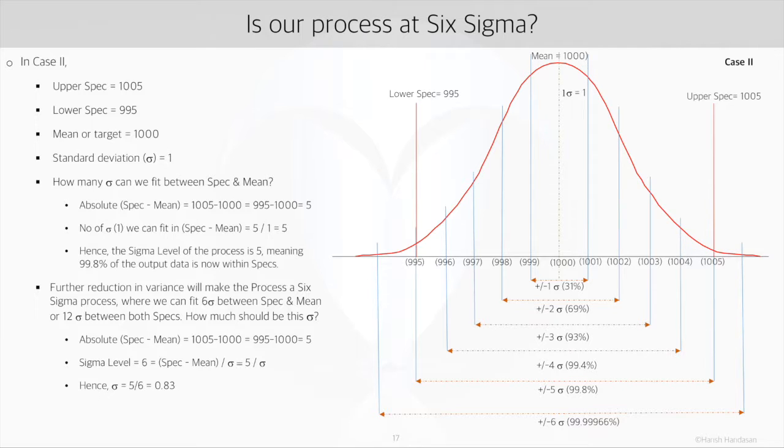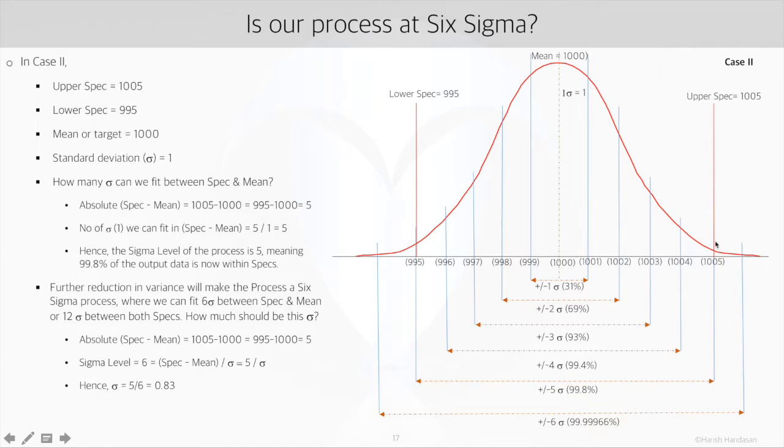Now let's look at the improved phase. The customer obviously will never change his expectations from the business. So the given specifications of 995 to 1005 are always going to remain the same. Hence the absolute range, that is mean minus spec, will also remain the same, that is 5. Now we know that the improvement has reduced the standard deviation to 1 from earlier 5. And now we can fit 5 divided by 1, that is 5 standard deviations between the mean and the spec.